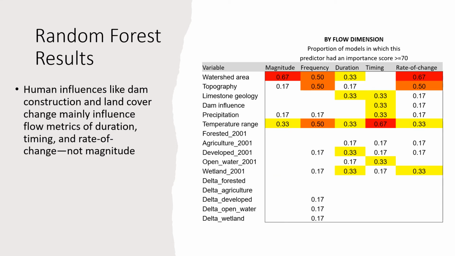So when we look at these environmental variables by flow dimension, it's interesting that anthropogenic influences like dam construction, for example, and land cover change tend to influence flow metrics of duration, timing, and rate of change more than magnitude. Temperature was also important across all of these flow dimensions, especially in regard to flow timing. And this is worth noting, as we consider the effects of climate in the future on our aquatic ecosystems.